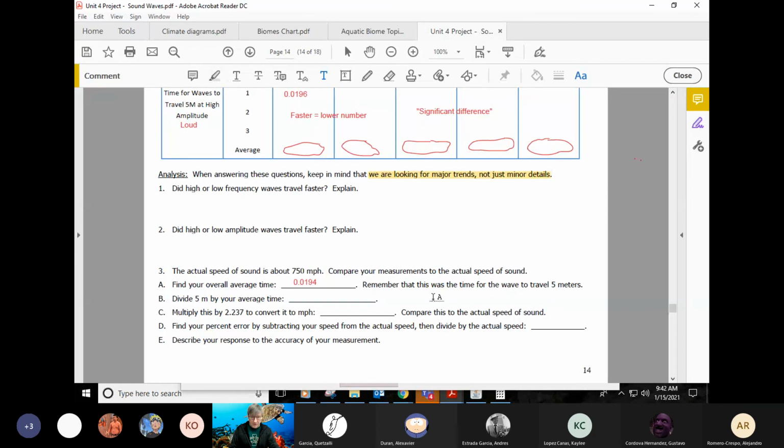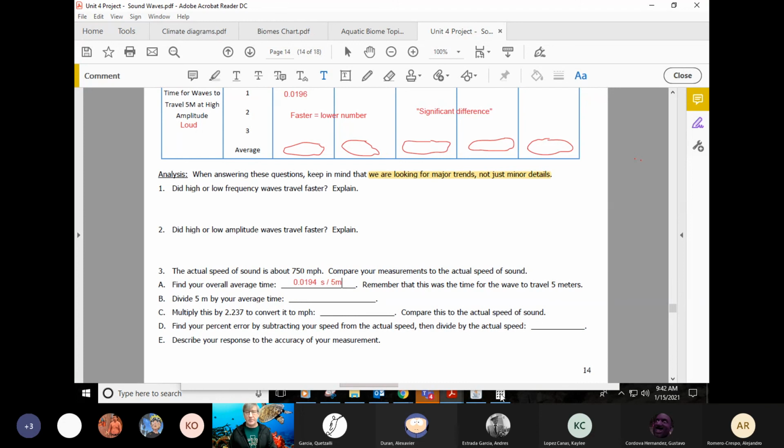Now, we're going to convert this into miles per hour. And it's kind of weird because this was not even meters per second; that was seconds to go 5 meters. So there's a couple things we have to do. We have to get rid of the 5 in the 5 meters, and that's part B. And then we have to convert this from seconds per meter to miles per hour.